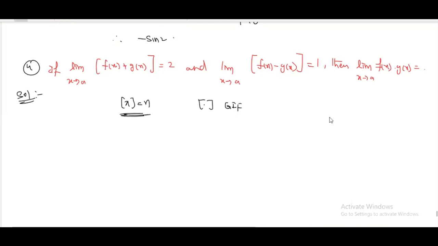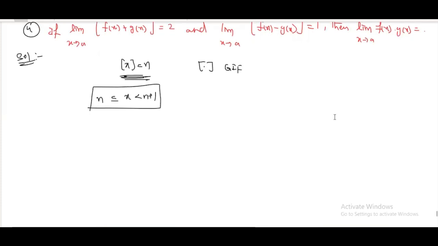So if box of x is equal to n, very clearly we know that x is less than n plus 1 and greater than or equal to n. So based on this, we are going to solve this problem. What is given is the limit as x tends to a of box of f of x plus g of x is equal to 2. That means we can take f of x plus g of x is less than 2 plus 1, means 3, and greater than or equal to 2, right? This is the first one.